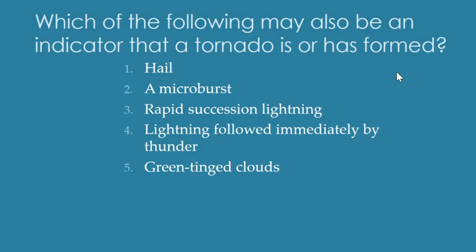All right, so which of the following may also be an indicator that a tornado is or has formed? Hail, a microburst, rapid succession lightning, lightning followed immediately by thunder, or green-tinged clouds.